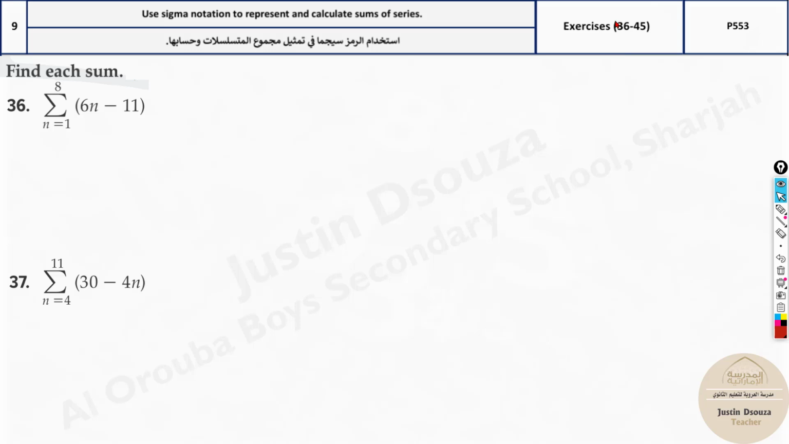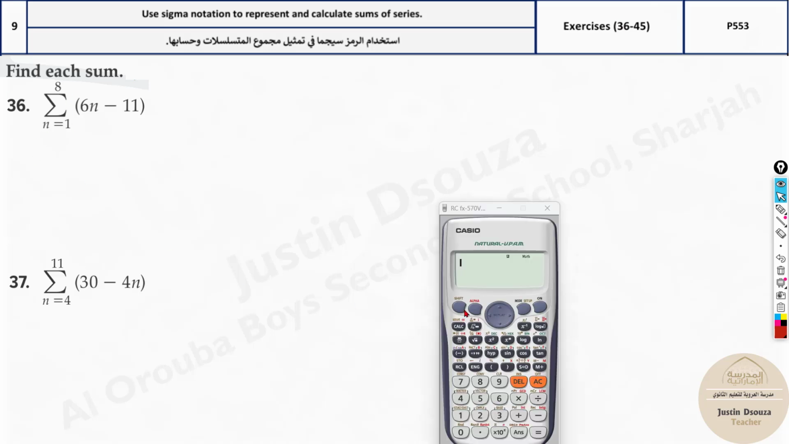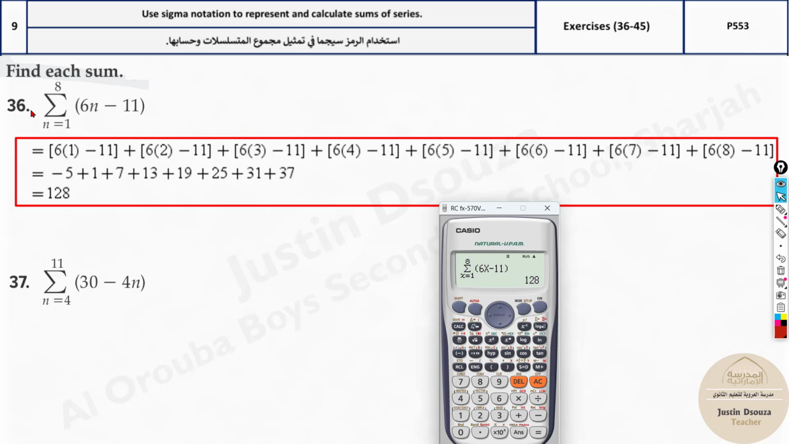All you need is a calculator. All you need to do is now press shift and this symbol over here, the logarithmic symbol. You get this summation notation. Now here you don't have the option of n, it's in terms of x as the variable. So type it out, 6x minus 11. And where does it start? From 1 till 8 and press equal to, the answer is 128. So that will be the final answer. You can do it by finding 8 values and adding it up, or this is the easier method.